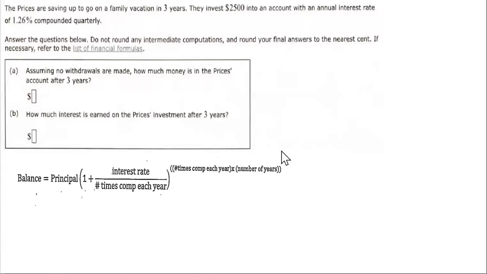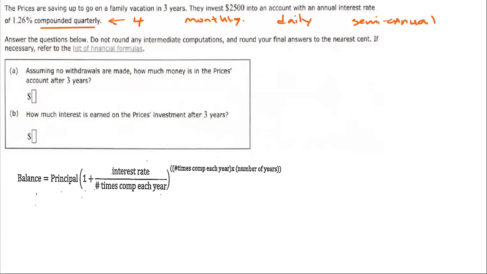All right, so again, this is compound interest being compounded more than once a year. How do I know? Well, again, it tells us it's compounded quarterly. It says the Prices are saving up to go on a family vacation in 3 years. They invest $2,500 into an account with an annual interest rate of 1.26% compounded quarterly. So what does quarterly mean? How many times is that per year? Exactly. So quarterly means it's going to be compounded 4 times a year.